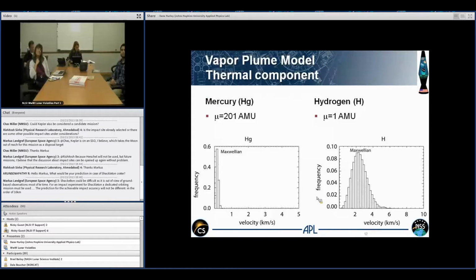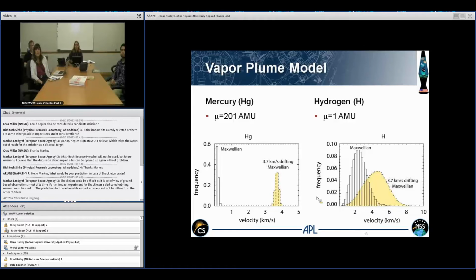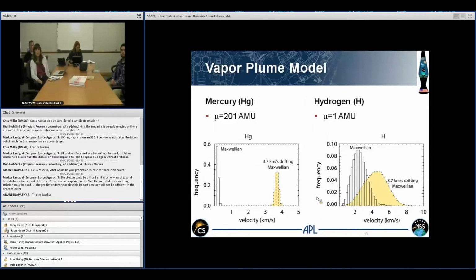Here's an example of what the distribution of the thermal component of the velocity looks like for mercury on the left and atomic hydrogen on the right. You can see that at the same temperature, because the mass is so much different, you have a very different thermal component to the velocity. So that's going to contribute to very different looking plumes based on what the plumes are made out of. When you add that thermal velocity to the bulk velocity, you get these drifting Maxwellians, and you can see a very narrow distribution of velocity for mercury being released in the plume, and a much broader distribution of hydrogen.